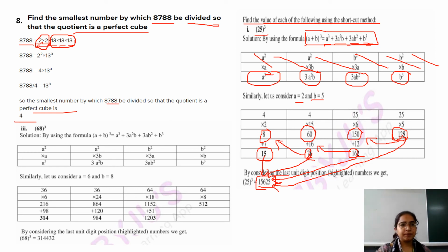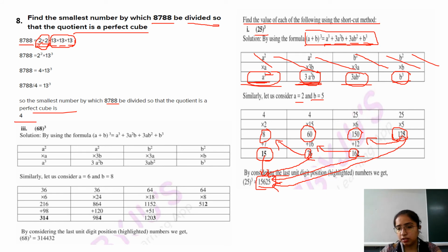Clear everyone? So in this question, the main concept was a cube, 3a square b. You have to learn this only. A cube, 3a square b, 3ab square, b cube. And you must know what the question is: 25, no? So a will be 2, b will be 5, and you have to put the values over here. At the place of a, you have to put 2 cube. At the place of 3a square b, you have to put 3 into 2 square into 5, because a is 2 and b is 5.